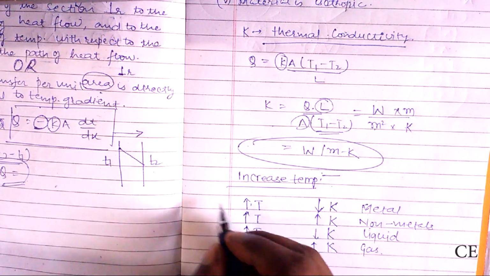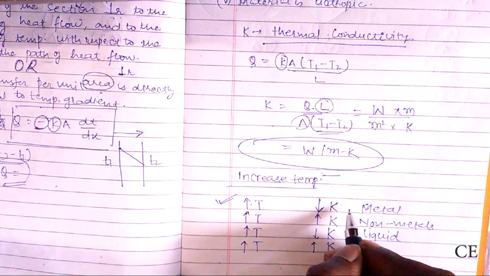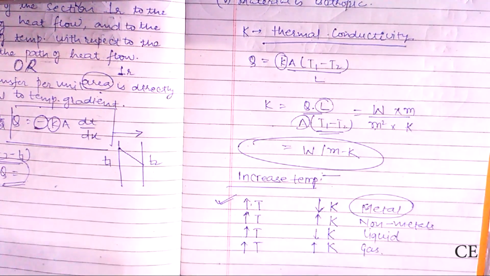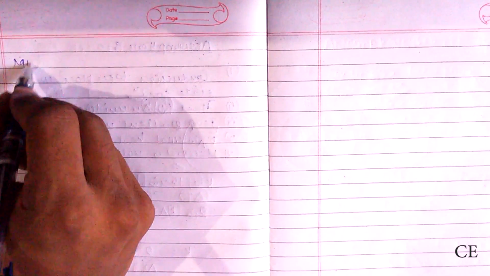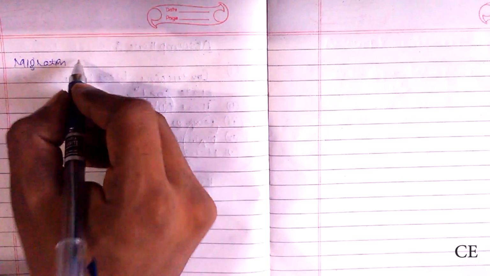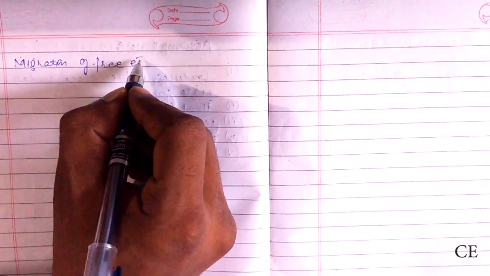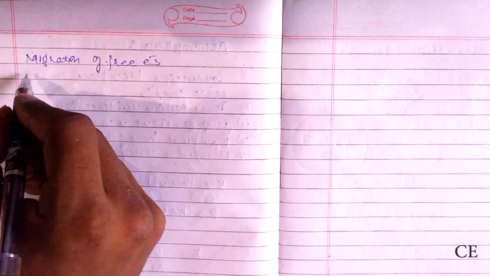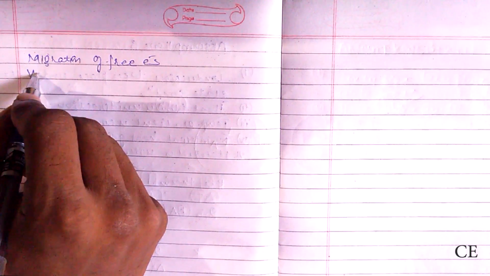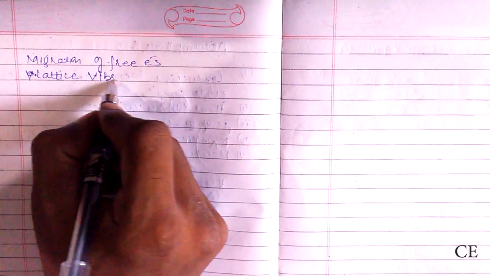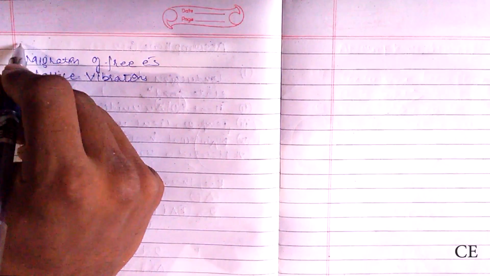Now why does it happen that in metals, when we increase the temperature, its thermal conductivity value decreases? Conduction of heat in metals takes place due to two reasons. First one is migration of free electrons, and the second one is vibration of lattice, the lattice vibrations in metals.